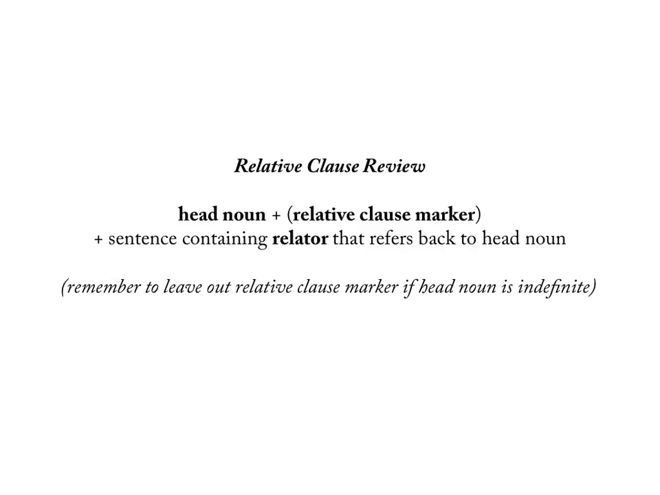To simply review the structure of relative clauses, you must have a head noun, and then you have an optional relative clause marker. It's not actually optional, it's just that you must have it. It's the alladhi, allati, etc. You must have it if the head noun is definite, and you can't have it if the head noun is indefinite. That's what the parentheses around that mark means. And then you have a sentence, and that sentence must contain a relator, some either verb conjugation or pronoun that refers back to the head noun and agrees with it.